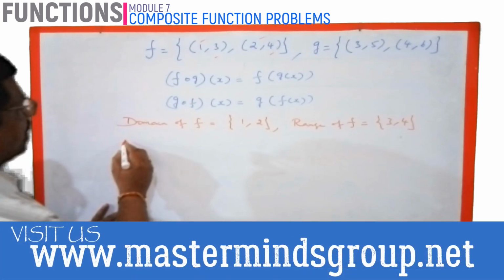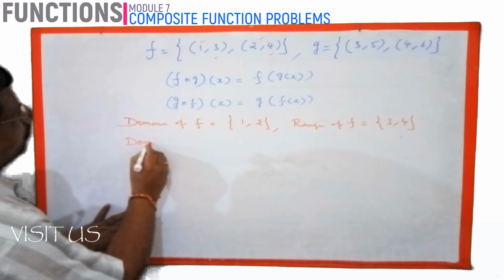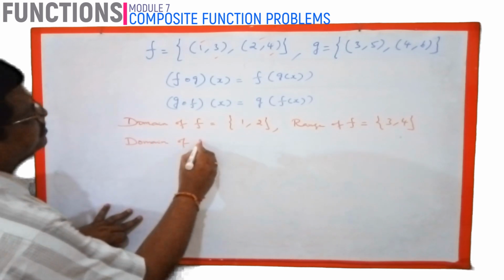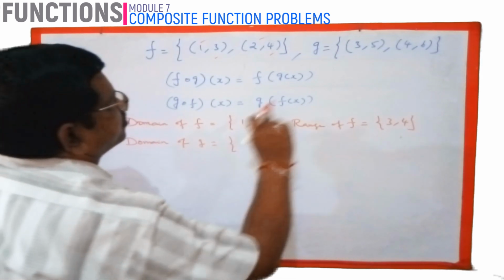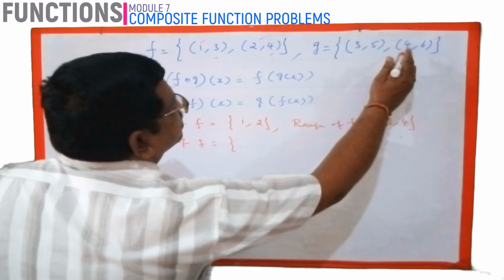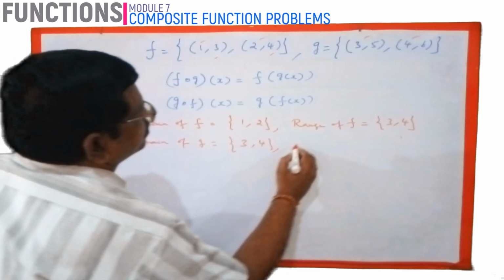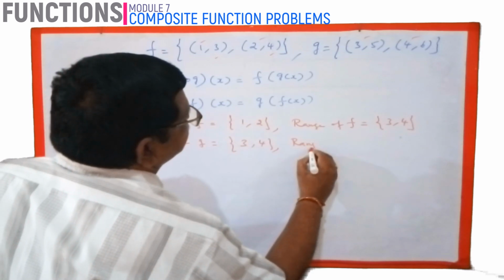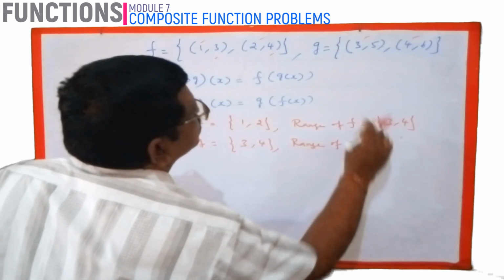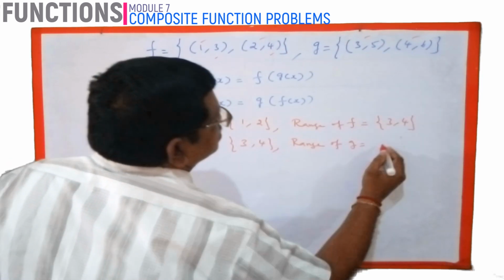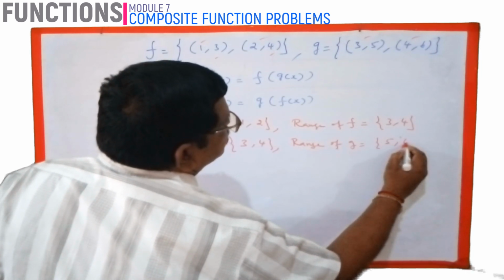Similarly, domain of g. Check it. What is the domain of g? 3 and 4, the first elements. So {3, 4}. And range of g, what are the elements? 5 and 6, the second elements. So {5, 6}.